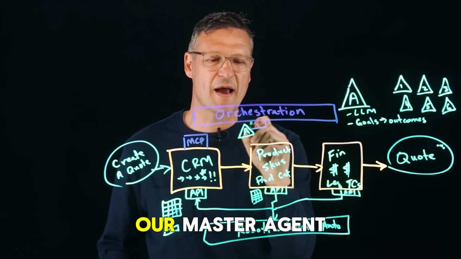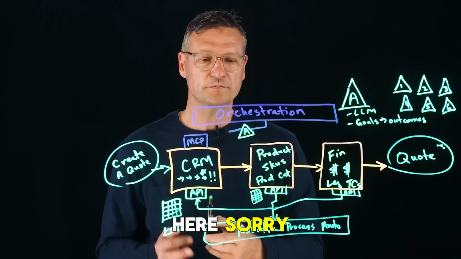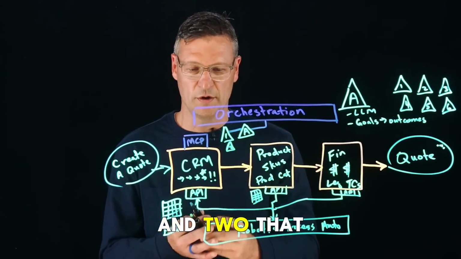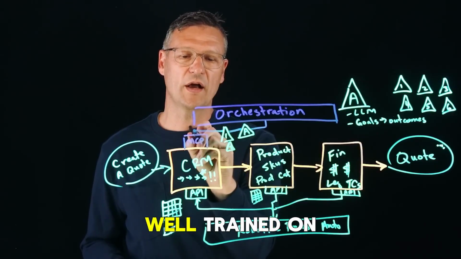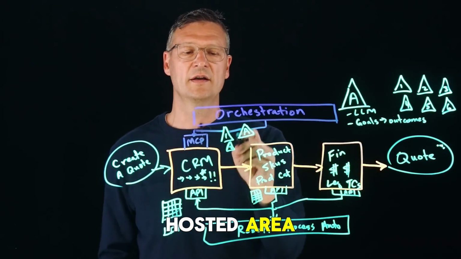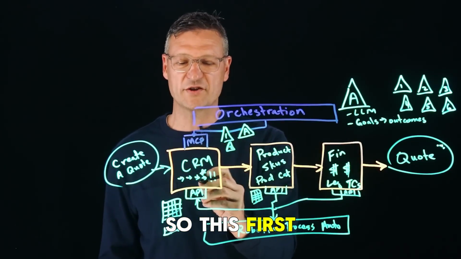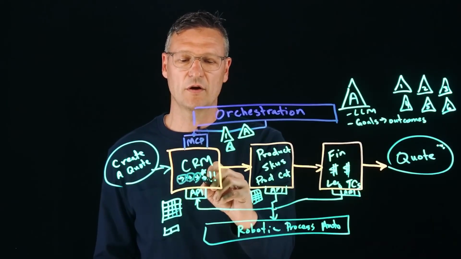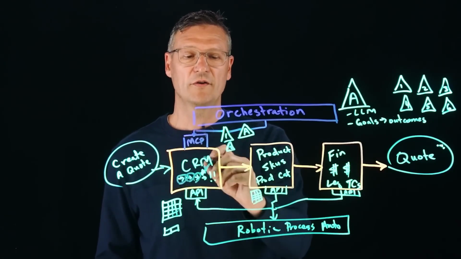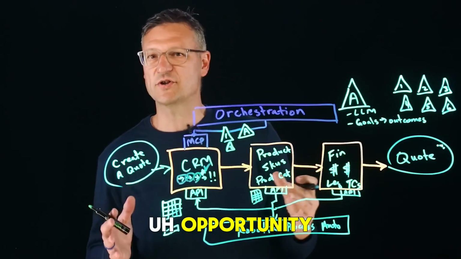But now that we have this MCP service, we can spawn our agents. This might be our master agent, and then our master agent, we're going to get a little fancy with the artwork here, sorry, may spawn agents 1 and 2 that are really well trained on how to dive through this MCP service in this hosted area. And these two agents are really good at evaluating where we are. So this first agent might be able to evaluate and identify, hey, we're in the right step of the process to create a quote. This agent may say, yes, we need to create a quote for this specific opportunity.